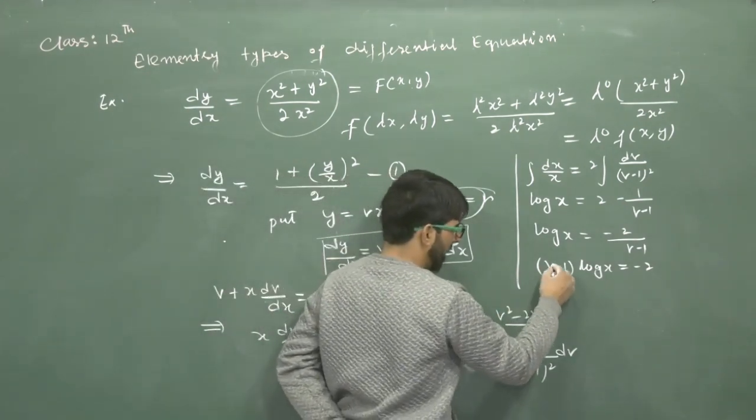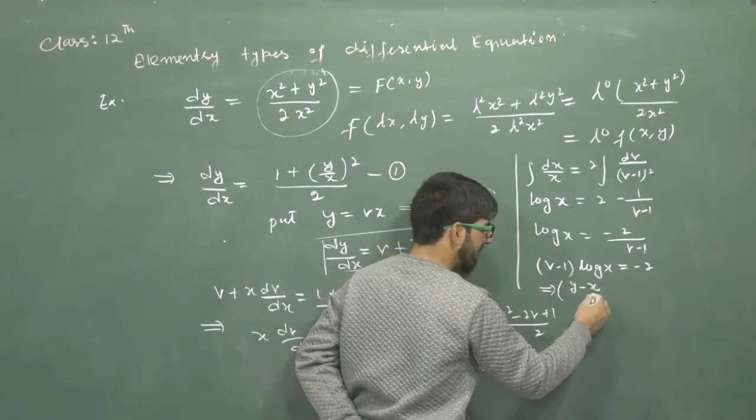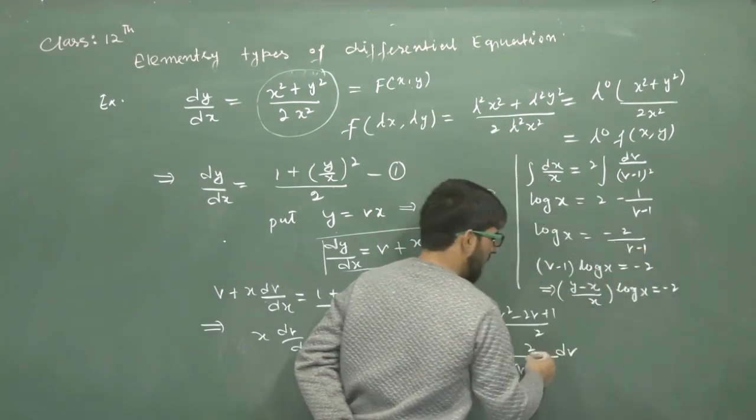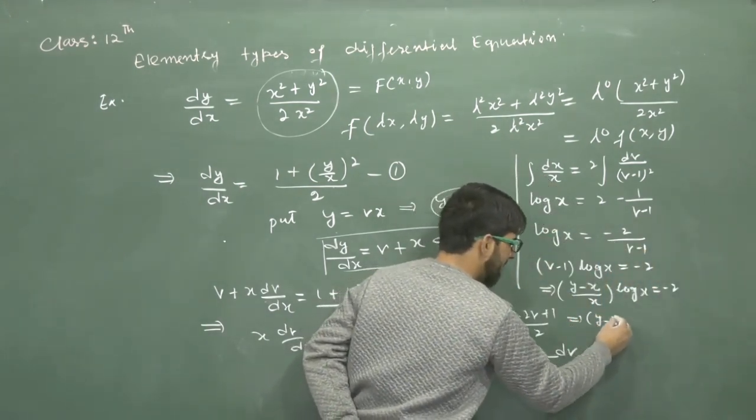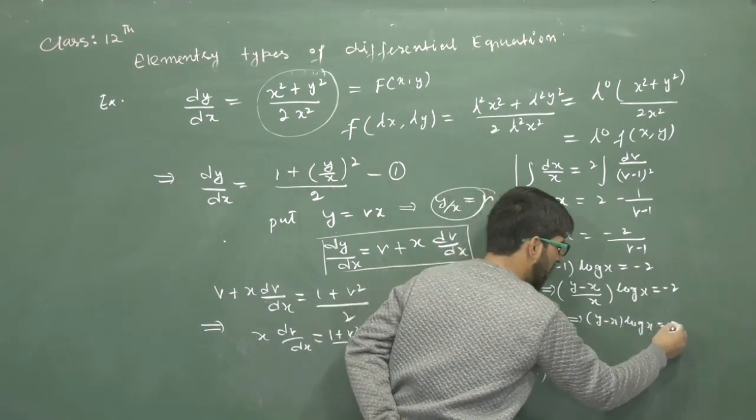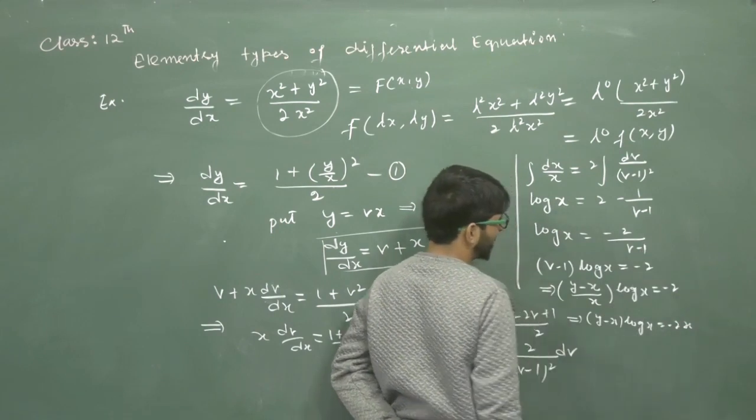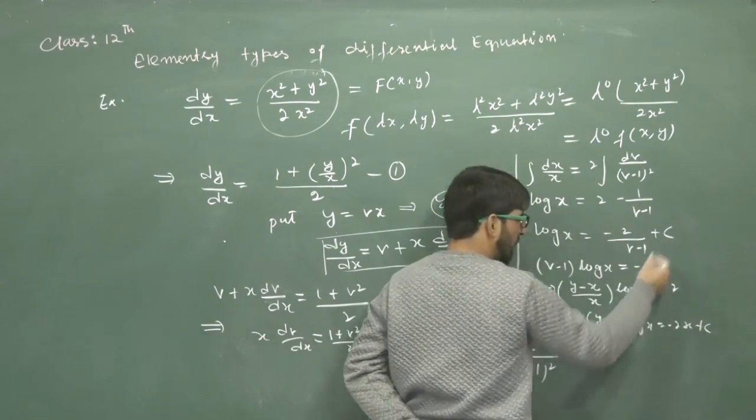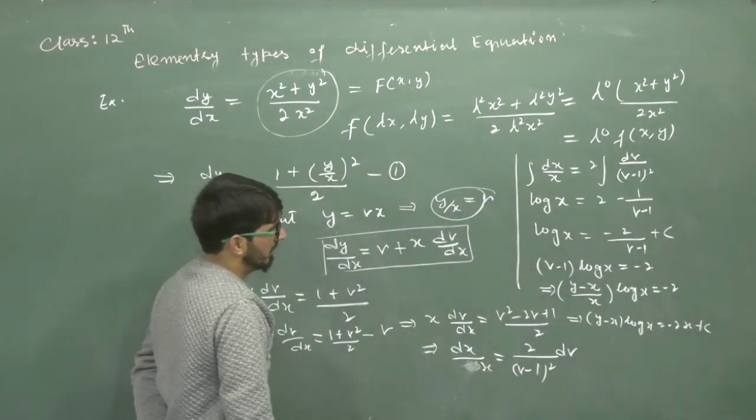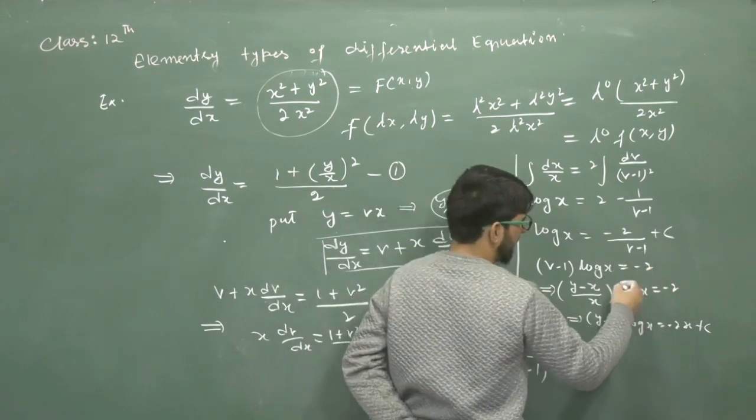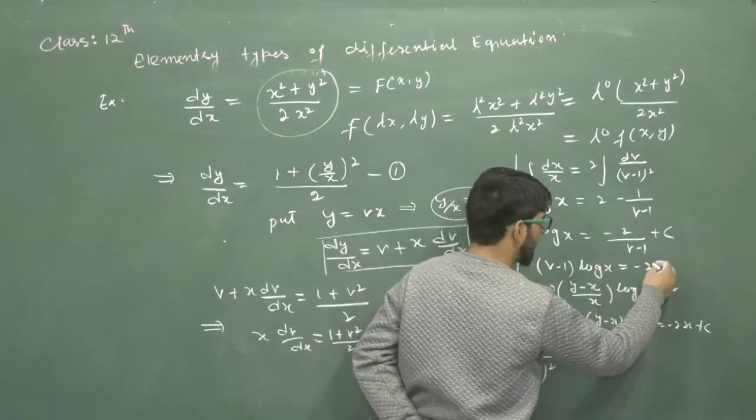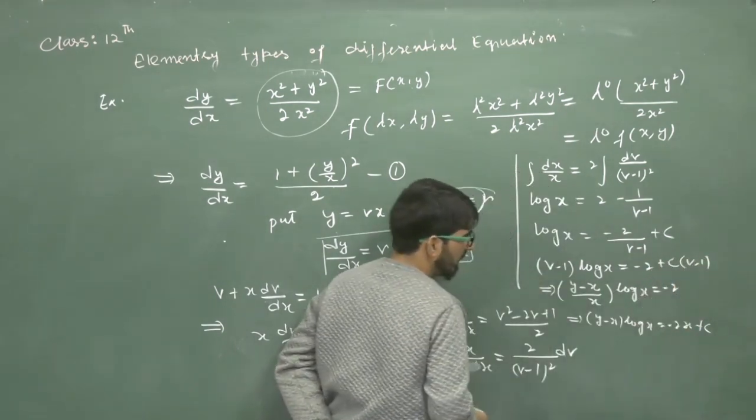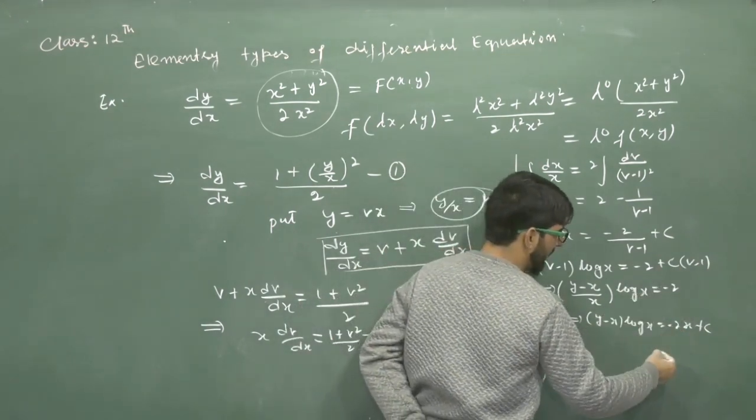So this will be (y minus x) by x into log x is equal to minus 2. Final result will be (y minus x) log of x is equal to minus 2x plus, say integral constant here is c, plus c. So solve here. This will be minus 2 plus c times (v minus 1).